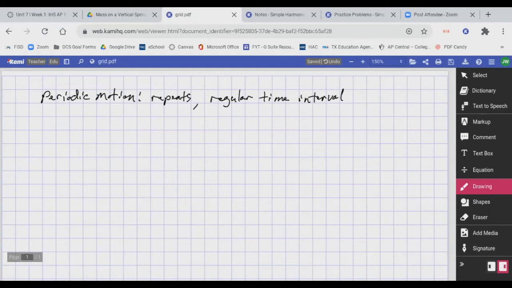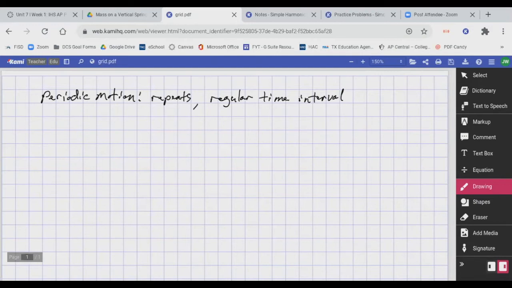A wristwatch, I mean, mine's digital, but a watch has periodic motion. It repeats itself. If you have a second hand, that second hand goes all the way around and it repeats itself every minute. The minute hand goes all the way around and it repeats itself every hour. And then the hour hand goes all the way around, repeating itself every 12 hours, right? Because that's how long it takes to do one period, one time around. So periodic motion is just anything that repeats and it has a regular time interval.